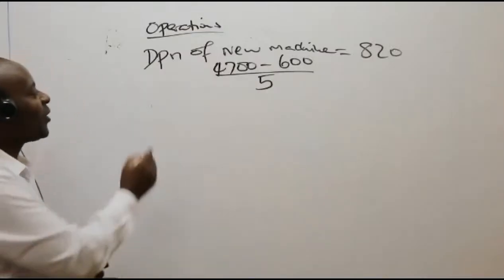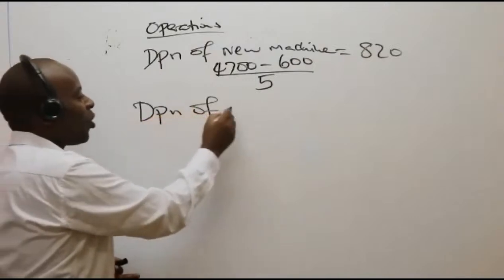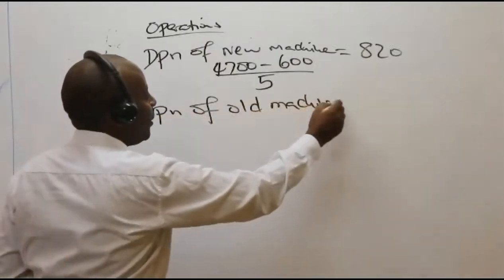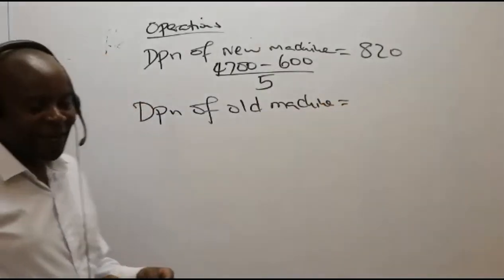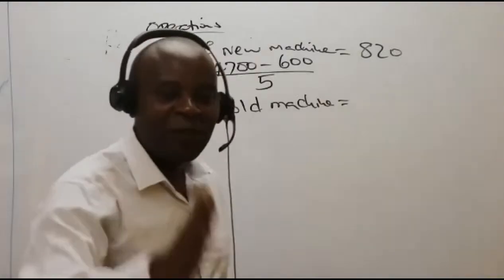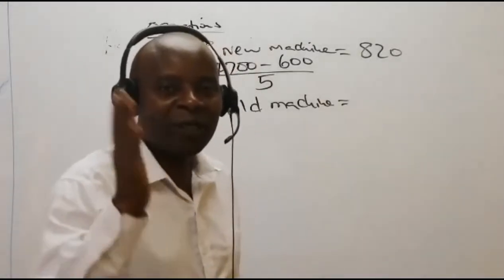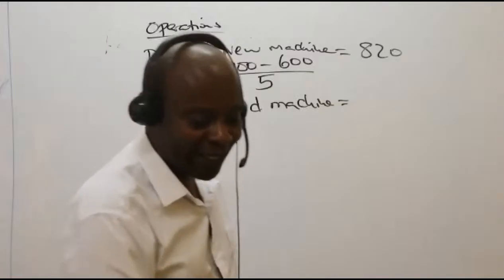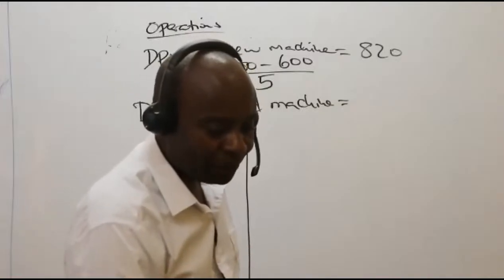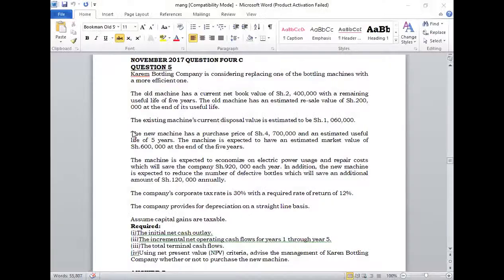How about depreciation of the old machine? Do the same. Look for the initial cost, look for its scrap value, and divide by the number of years. So, ladies and gentlemen, what do we have here? We have the old machine. The old machine has a net book value of 2.4 million with a remaining useful life of 5 years. The old machine has an estimated resale value of 200,000 at the end of its useful life.